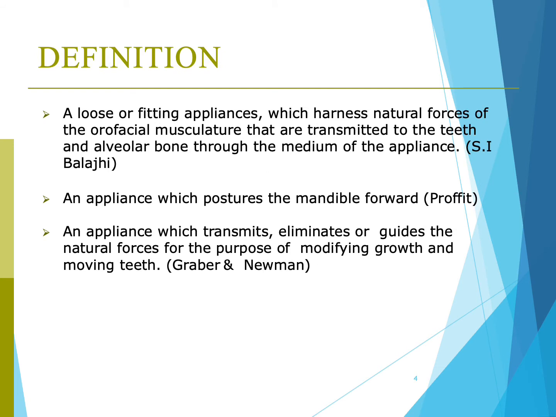For the definition of the functional appliance, there are three types of definition according to the author of the book. Based on Balaji, a functional appliance is a loose fitting appliance which harnesses natural forces of the orofacial musculature that are transmitted to the teeth and alveolar bone through the medium of the appliance. According to Proffit, a functional appliance is an appliance which postures the mandible forward, and according to Graber and Neumann, a functional appliance is an appliance which transmits, eliminates, or guides the natural forces for the purpose of modifying growth and moving teeth.